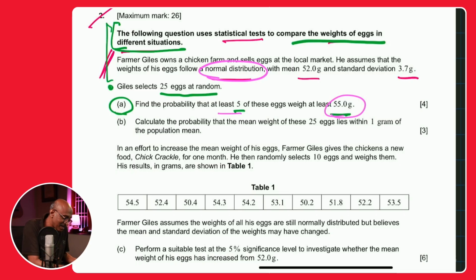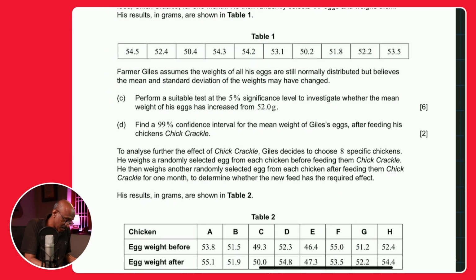But it says very clearly right at the start that the weights of the eggs from his farm follow a normal distribution. So first what we are going to do is find the probability for one particular egg from that whole selection that weighs at least 55 grams. Okay, what is the probability? That we will find first using normal. So I'm going to try and write all these answers here.